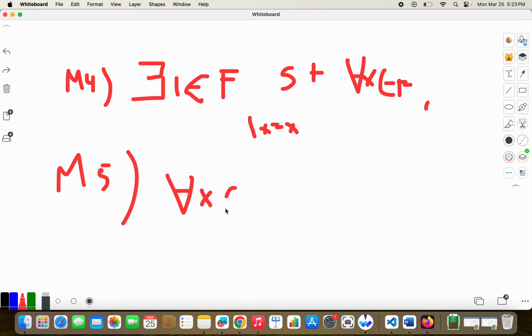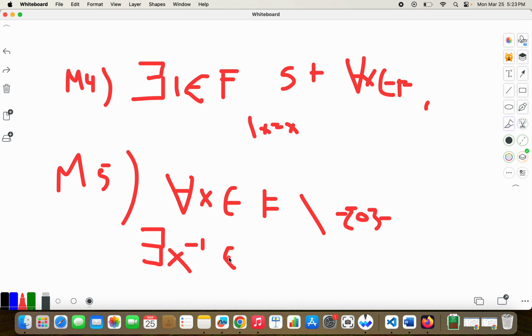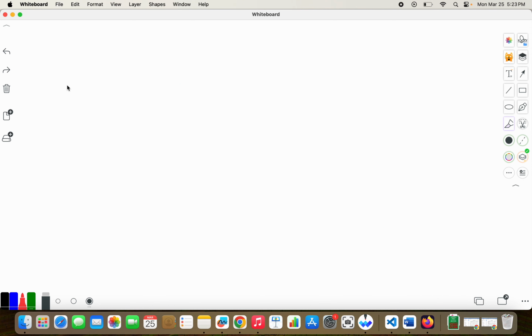For all x in F, not 0, there exists an x to the minus 1 power. You should know exponents. In fact, you should know most of this basic stuff, such that x times x to the negative 1 equals 1. Is that supposed to be U or 1? I'm not sure. And now finally, special D.